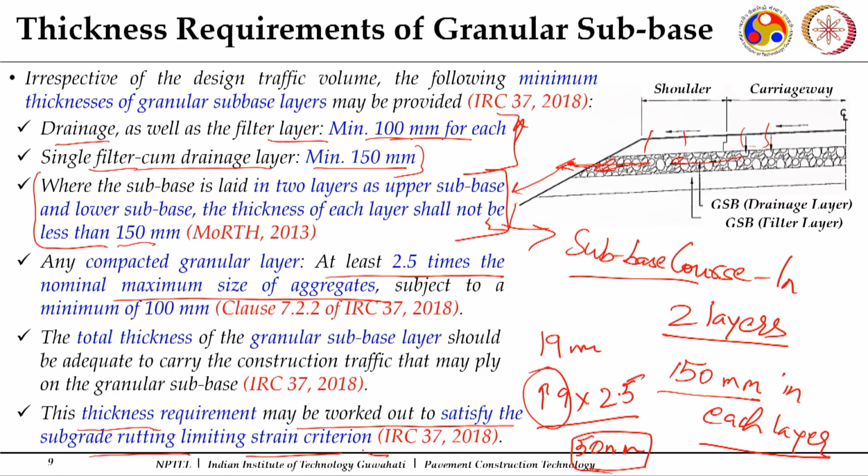criteria, because when we discussed the flexible pavement failure, we discussed that 2 parameters we will consider. One is the compressive strain at the top of your subgrade, which is the rutting criteria, and the other important part is the tensile strain at the bottom of your bituminous courses.